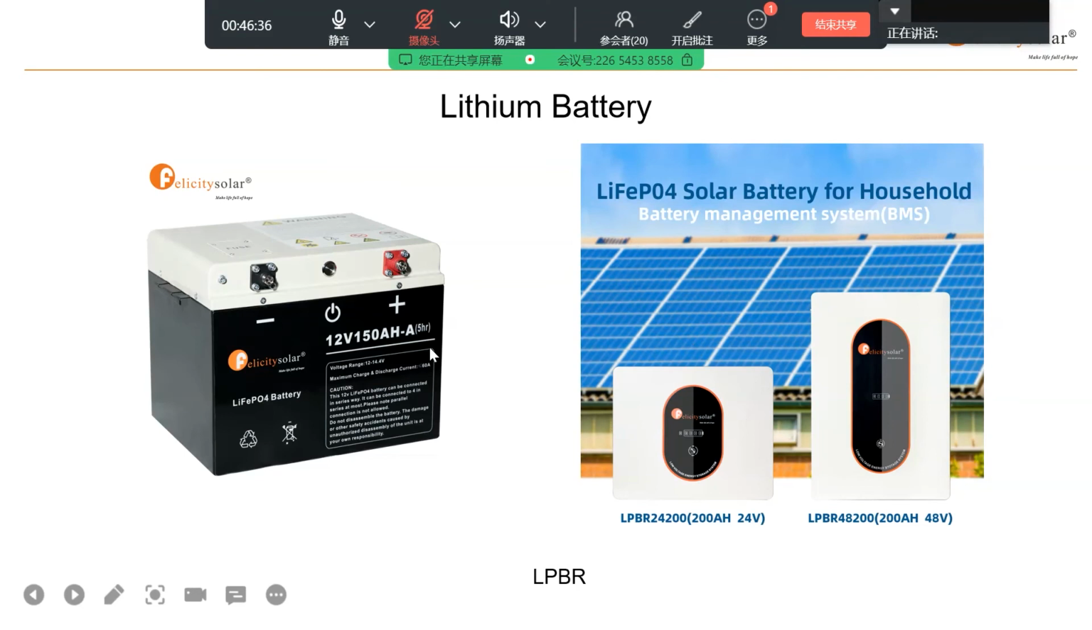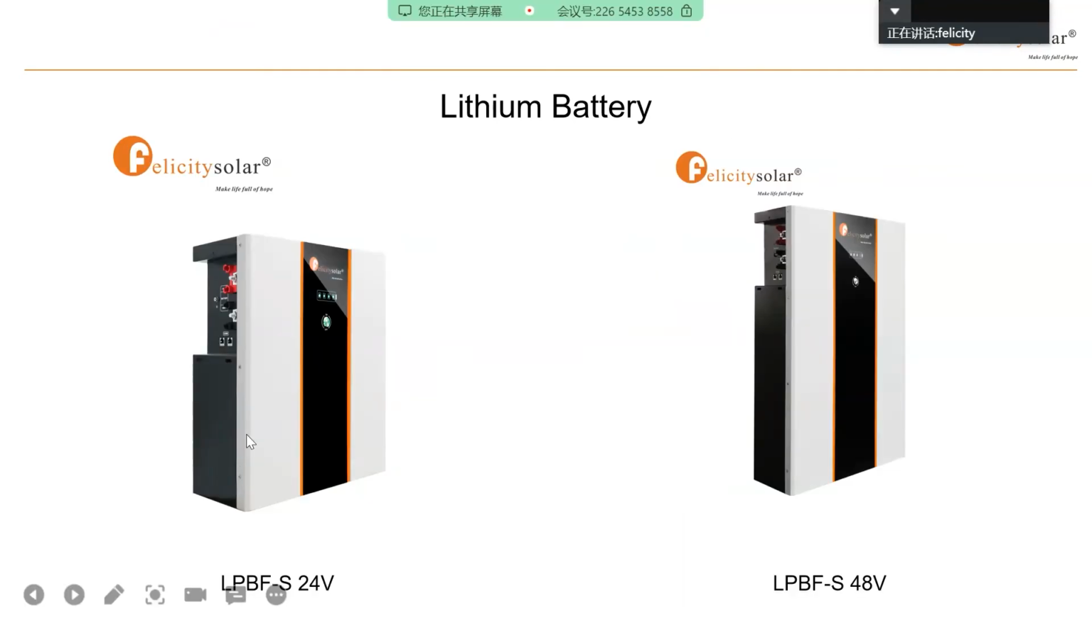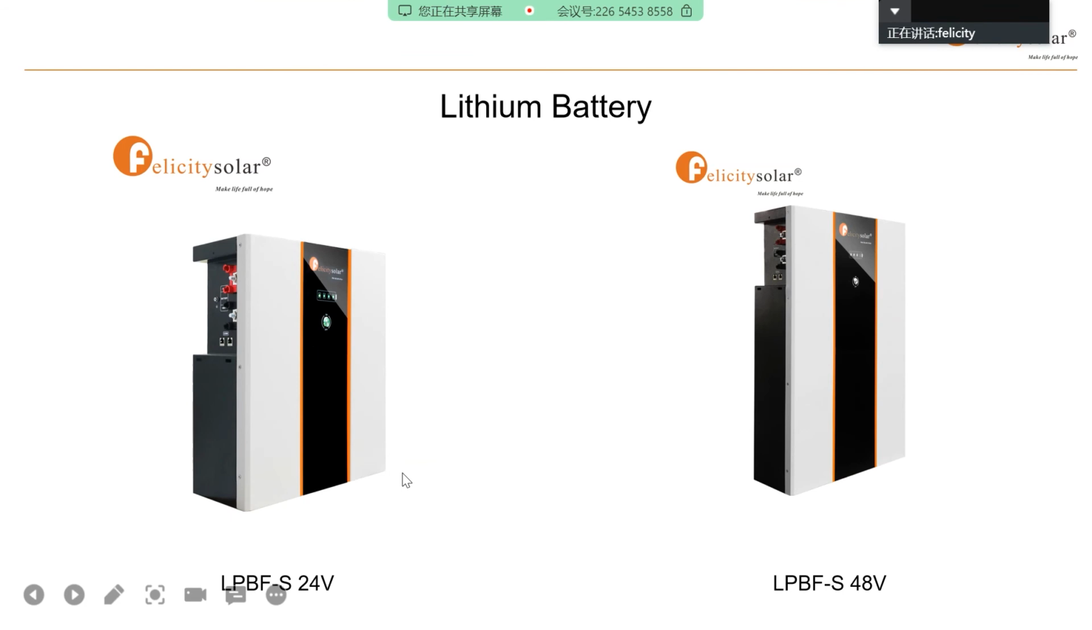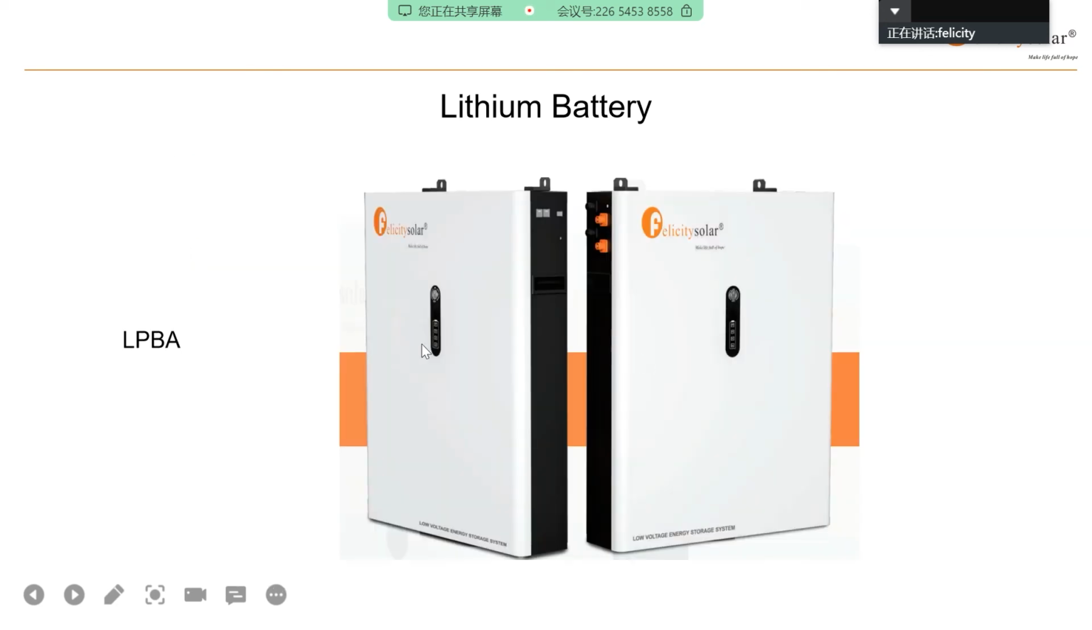So this is LPBR, and then LPBF. The last version is LPBF, and the new version now is LPBS, for 24 and 48 volt. So this is a new version, and this is LPBA.